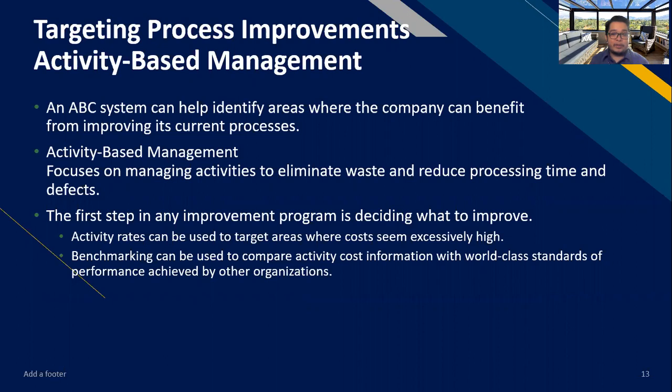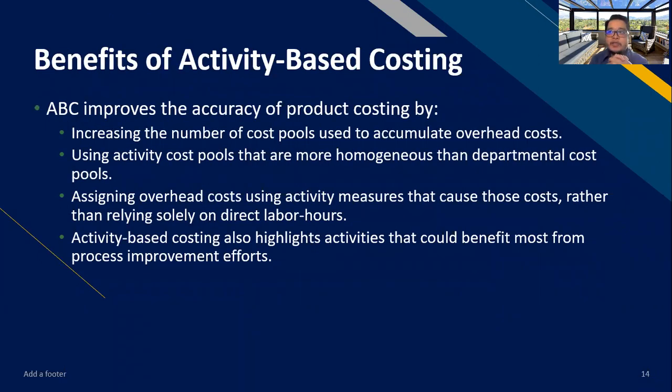So that's why activity rates can be used to target areas where costs seem excessively high, because you know the activity rate for each activity. Therefore, it's easier to monitor them, easier to improve them, easier to compare whether usage is deteriorating or not. What are the benefits of the activity-based costing system? Of course, it improves the accuracy of product costing, because you're able to effectively tag the activity to the cost driver.